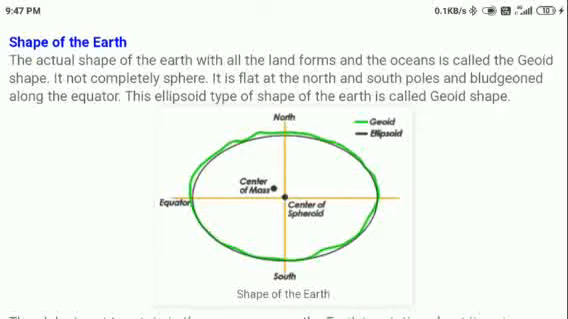So you can see this picture. The green outline shows the actual shape of the earth. On the other hand, the ellipsoid almost matches this shape. So it is not spherical. It is near to an ellipsoid, and the actual shape is called geoid shape.